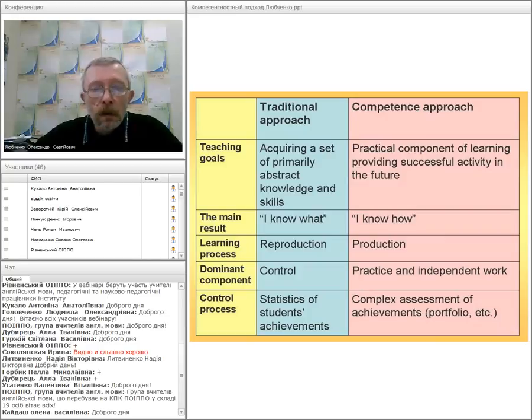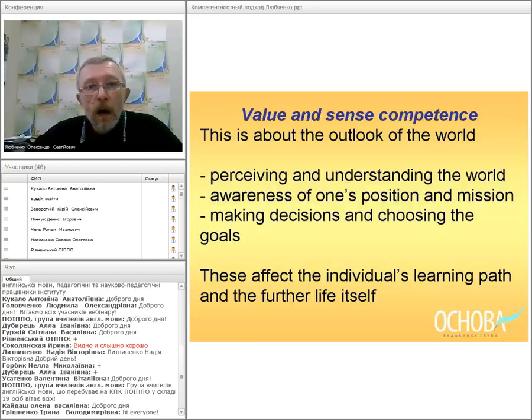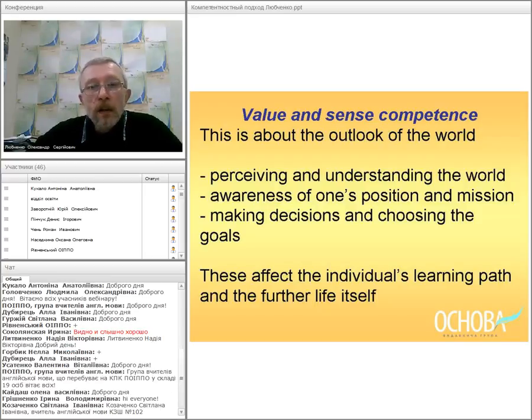So let's have a look at the basic competences. First, the general outlook of the world, the place of a person in the world, the idea of understanding themselves in the world, where they are, who they are, and what they have to do for that. This is very important because here we have to be able to choose our goals and to make decisions. As all the competencies are interrelated, I would state that they affect each other greatly. In this respect, making decisions and choosing goals, I believe, is maybe the most important.